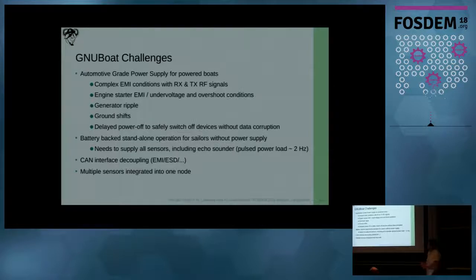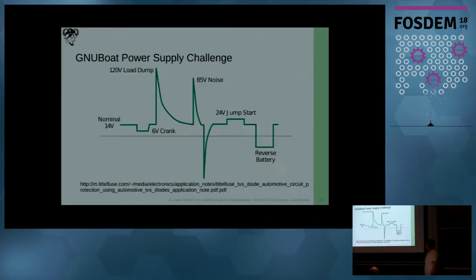One of the most critical challenges is actually the power supply, because the boat power network behaves the same as a car power network, and it is really bad. That delayed the project and still delays the project. We are still working on that. You partially need a backup battery or standalone operation for sailors, and CAN interface decoupling may also be an interesting part. This, for example, is a standard power supply rail on a car. Usually you have about 14 volts, then the engine starter goes on, then it stops again, then you have noise from the generator, and so on. People plug it in reverse, that's also interesting. And you have to survive all those scenarios.